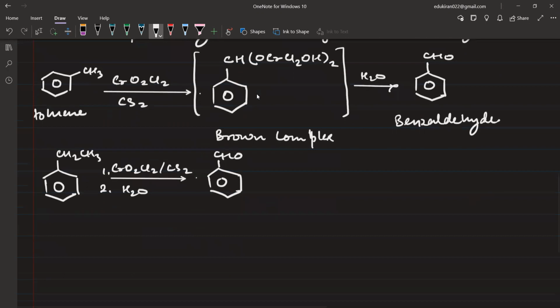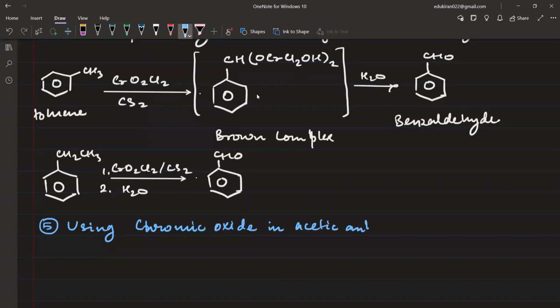Write the structures fast and then write using chromic oxide in acetic anhydride. It's going to be the fifth method of preparation, using chromic oxide in acetic anhydride. Now, Etard reaction, I'm also telling you to remember because it is the name reaction. So when you remember Etard reaction, you also remember a name reaction. Then you also remember a reagent for the preparation of benzaldehyde, no matter how long the alkyl chain length is.